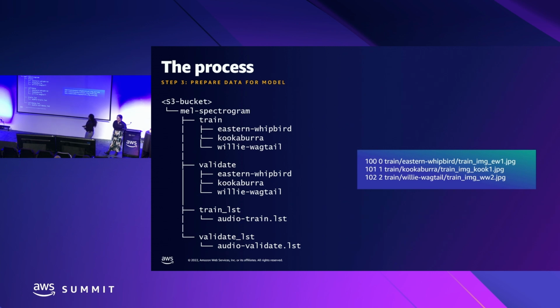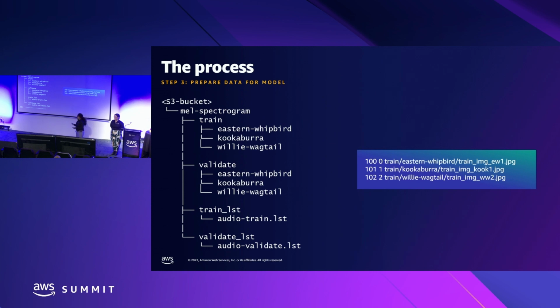The first column specifies the image index of a particular image. The second column specifies the class label index of that image. So in our use case from this snippet, we have class 0 for the eastern whipbird. We have class 1 for the kookaburra, and class 2 for the woolly wagtail. Now the third and final column specifies the relative path of that particular image that Amazon SageMaker is interested in, in the S3 bucket.